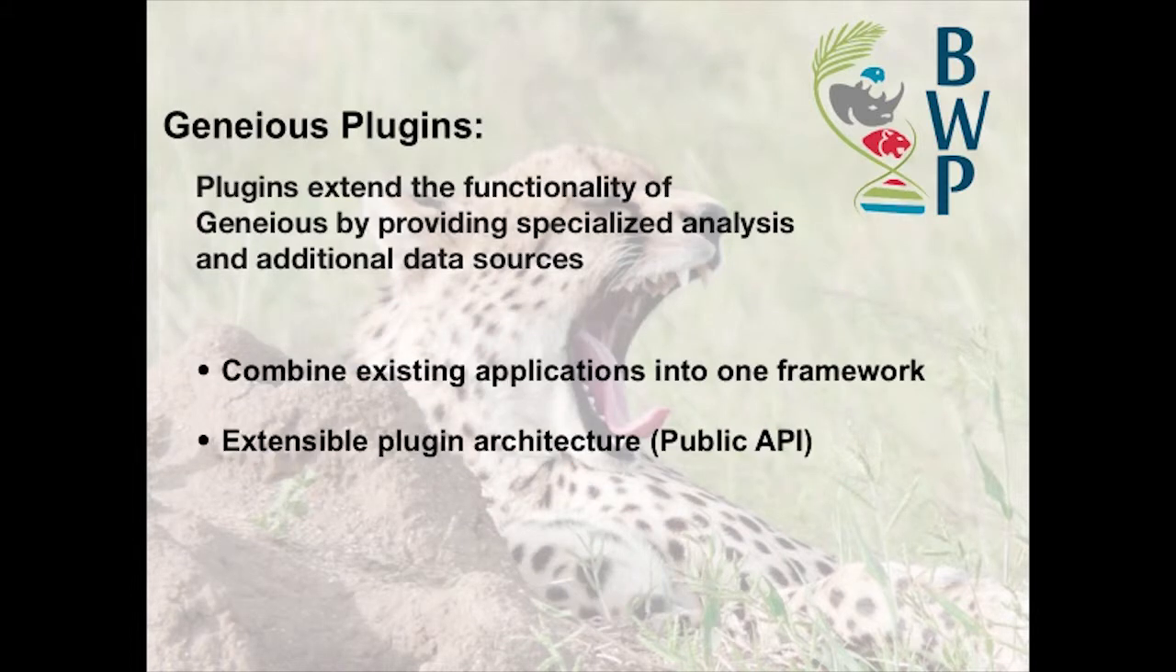What are Geneious plugins? Plugins extend the functionality of Geneious by providing specialized analysis and additional data sources. Geneious is a stable framework which also needs to be flexible and adapt to the changing demands of the field, and Geneious developers have made this possible through a public API. What this means is any person or developer has the ability to leverage the Geneious framework and build applications or plugins for their own purpose.